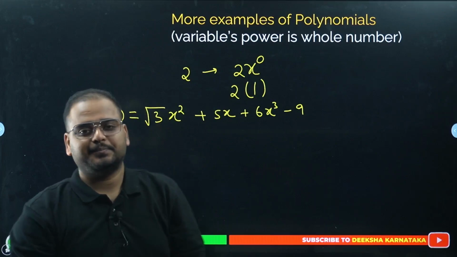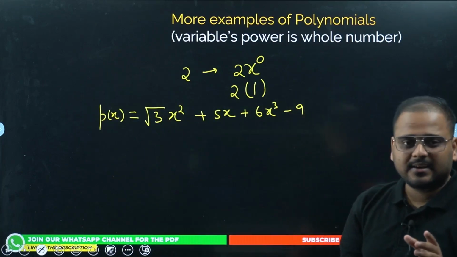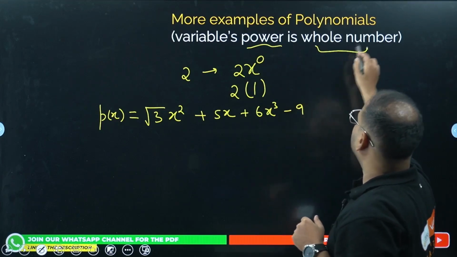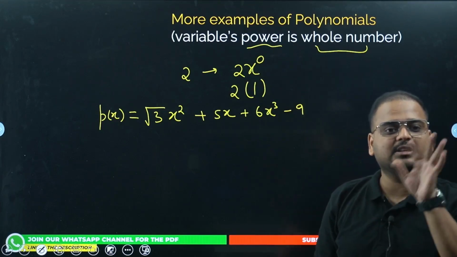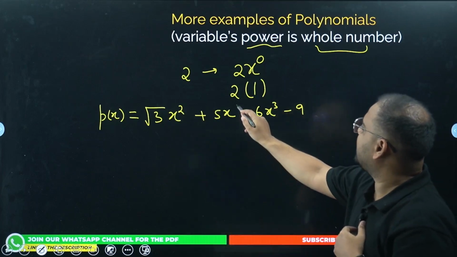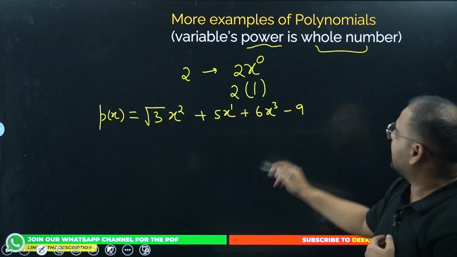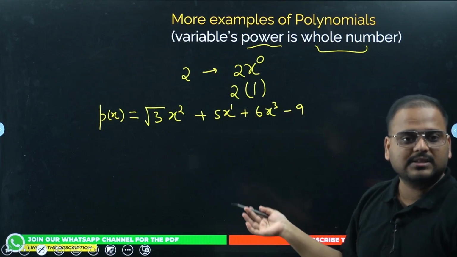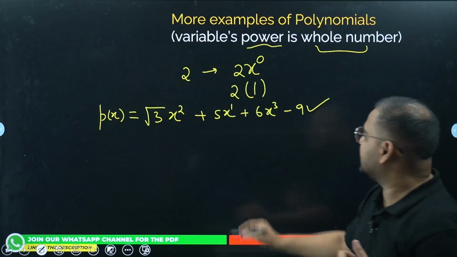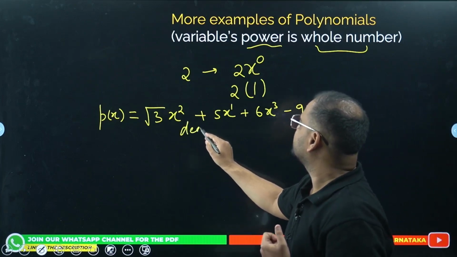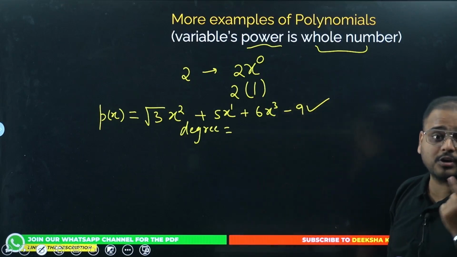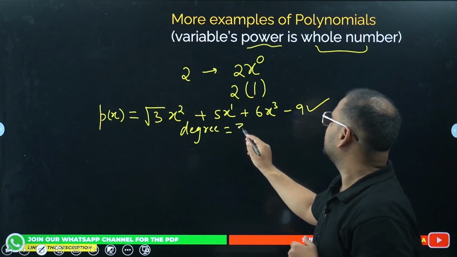Okay, so let's see. What did I say? Sir, the power has to be a whole number. Check wherever there is the variable, check its power. Variable x, power is 2. Variable x, power is 1. Variable x, power is 3. So yes, it's satisfied, which means this expression is a polynomial. Now what is the degree of this polynomial? Degree is the highest power in the polynomial, which is 3.